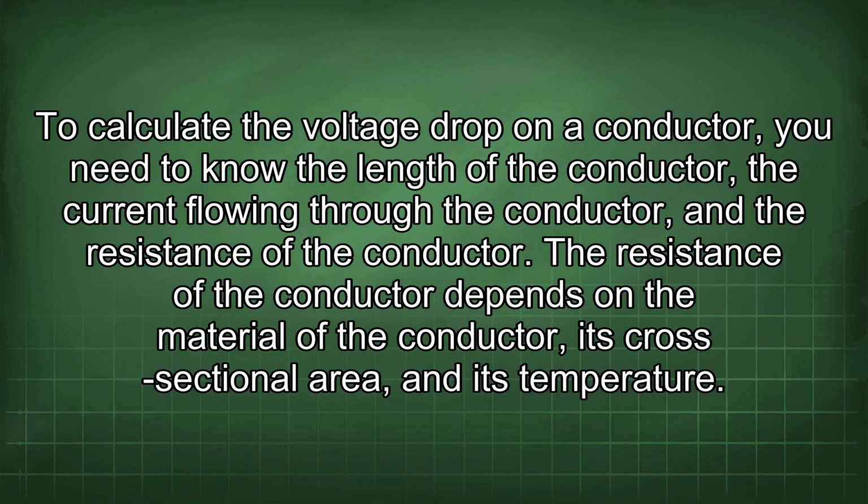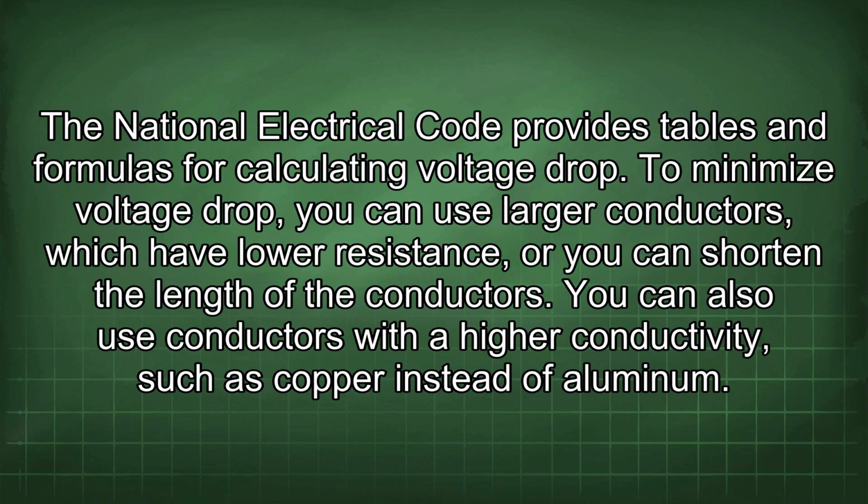To calculate the voltage drop on a conductor, you need to know the length of the conductor, the current flowing through the conductor, and the resistance of the conductor. The resistance of the conductor depends on the material of the conductor, its cross-sectional area, and its temperature. The National Electrical Code provides tables and formulas for calculating voltage drop. To minimize voltage drop, you can use larger conductors, which have lower resistance, or you can shorten the length of the conductors. You can also use conductors with a higher conductivity, such as copper instead of aluminum.